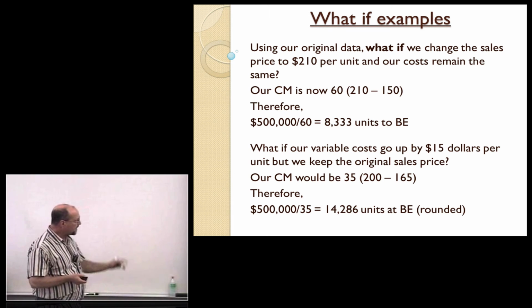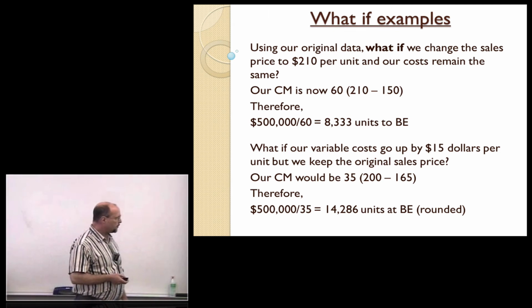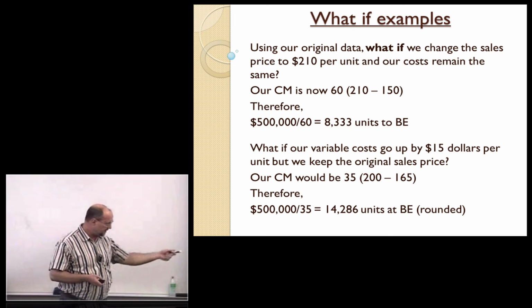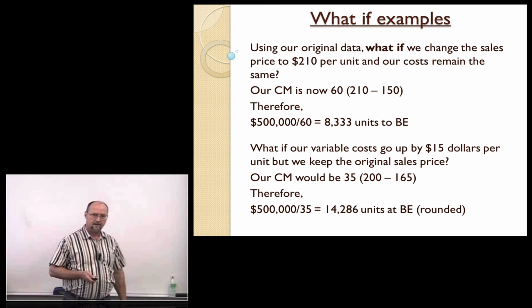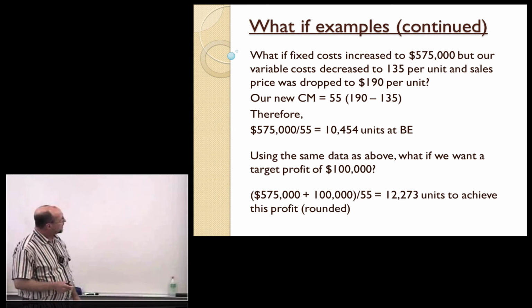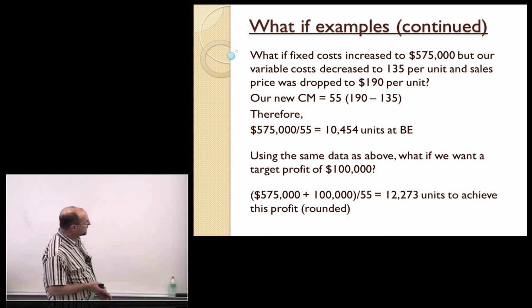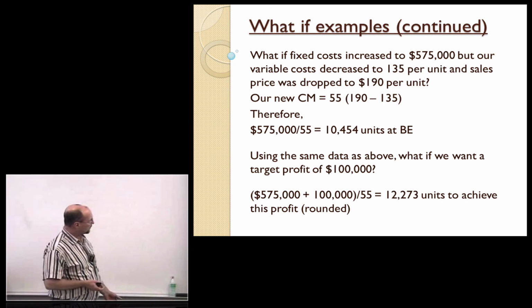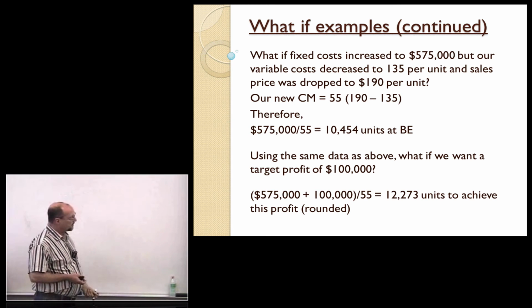What if variable costs go up by $15 per unit, but we keep the original sales price? Okay, original sales 200, new variable costs 165, contribution margin is now only 35 per unit. Notice our formula is going to take over 14,000 units to break even. Okay, continuing. What if fixed costs increase to 575? Maybe we bought some new machines, better technology. But as a result, we use less direct labor, and now variable costs went from 150 down to 135, and we dropped the sales price to 190 per unit.